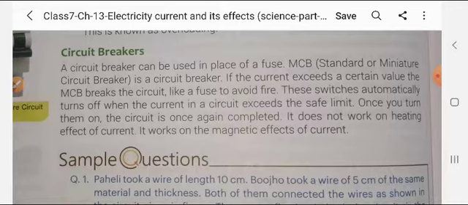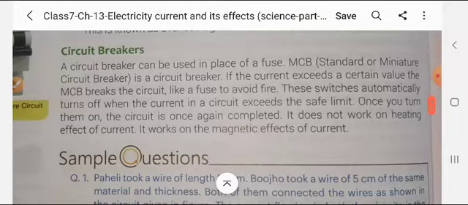So an MCB breaks the circuit like a fuse, and the work is the same as that of the fuse. A fuse also breaks the circuit and an MCB also breaks the circuit. The only difference is that the fuse melts, while here only the switch falls down and turns off. Like a fuse, its task is to avoid fire.